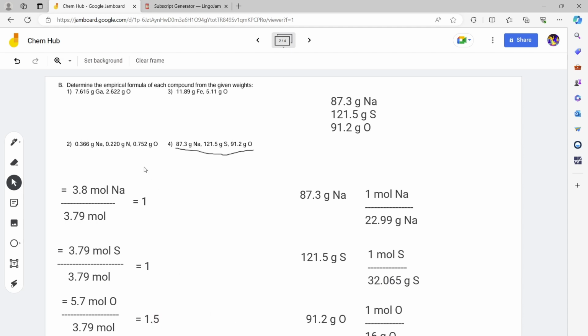And since we don't have whole numbers, this is a problem. So how are we going to solve this problem? Very simple. Since we have 1.5, which is our only decimal that we have to deal with here, we just have to multiply that by 2, because that will result in 3, which will give us a whole number. But of course, we can't just multiply 1 by 2, we have to multiply them all by 2. And so now we have our subscripts. Sodium 2, sulfur 2, and oxygen 3. So there you go.